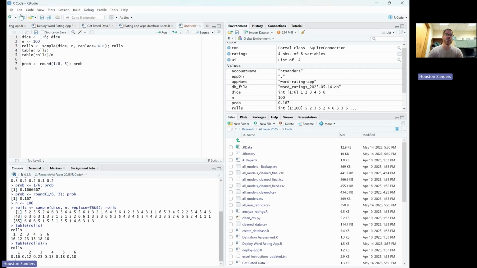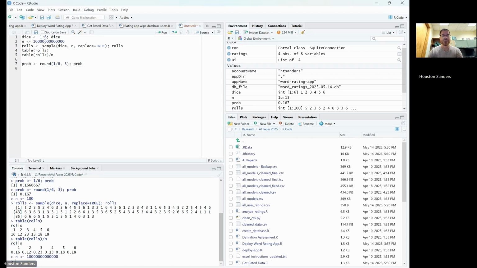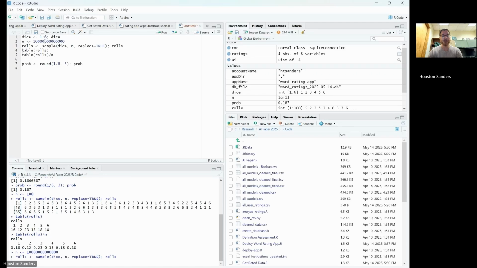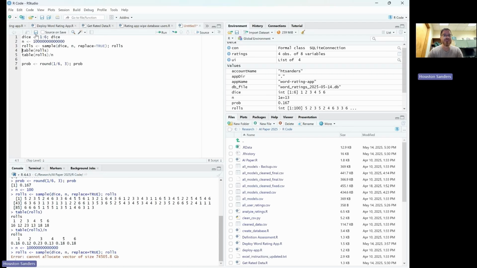Now we're going to use the law of large numbers. If I do a lot of dice rolls, however many dice rolls this is, what's going to happen? Okay, too big. Try that.